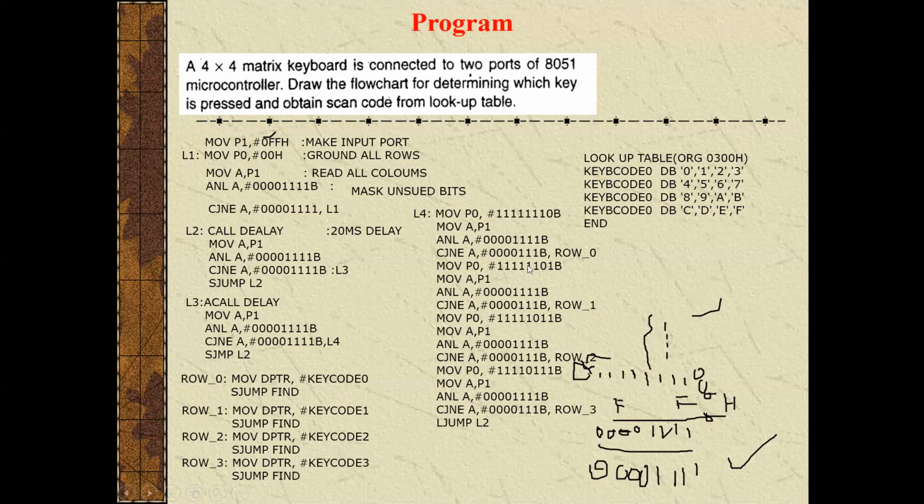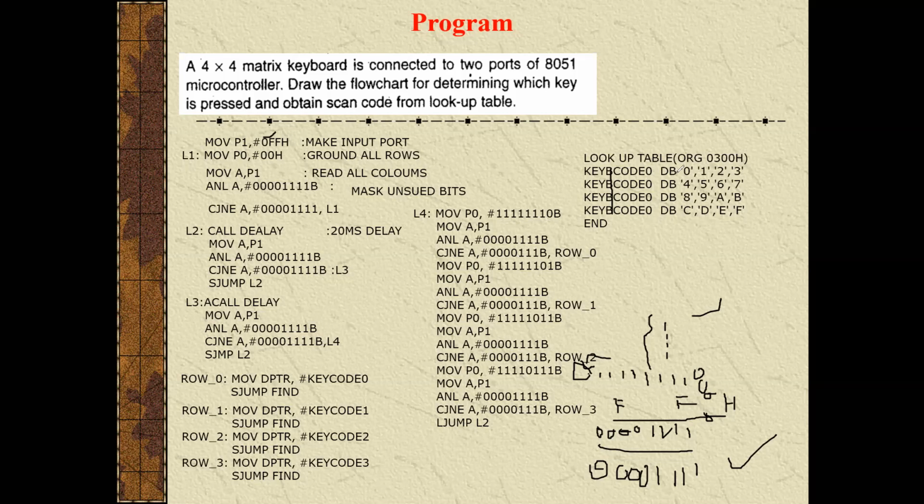key code. Sorry, this is not B. This is the key code. So at this key code 0, this data is stored. So according to key, what key is pressed at that particular row, that data will be going to access. So after accessing, it will directly jump to find.